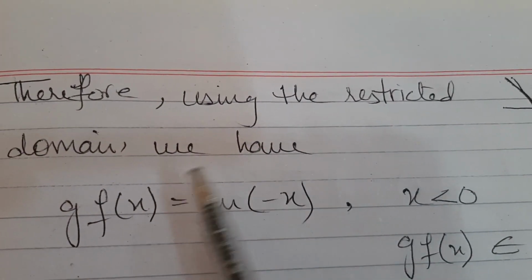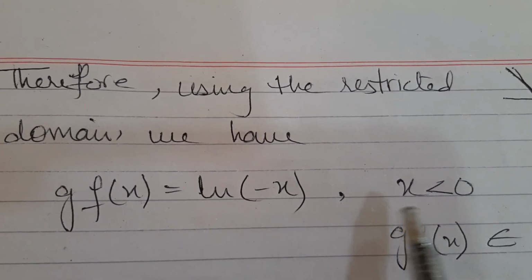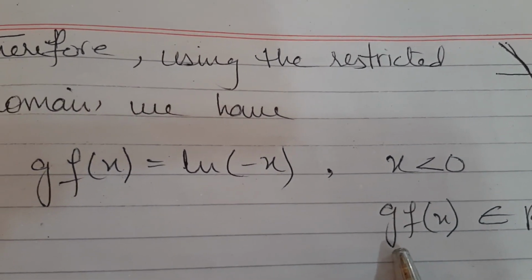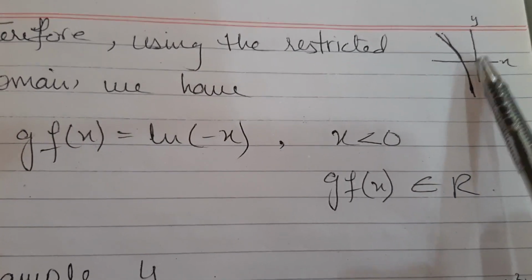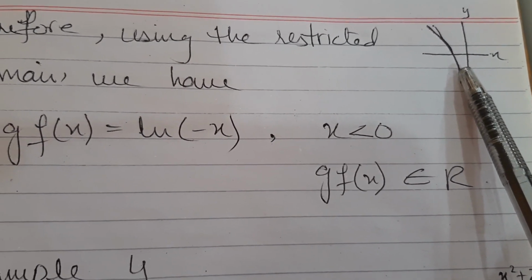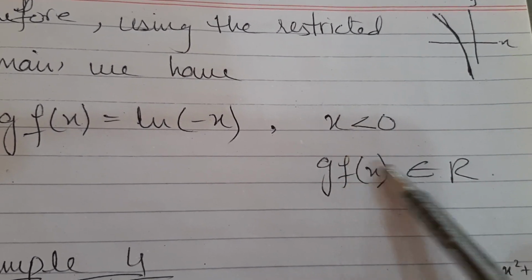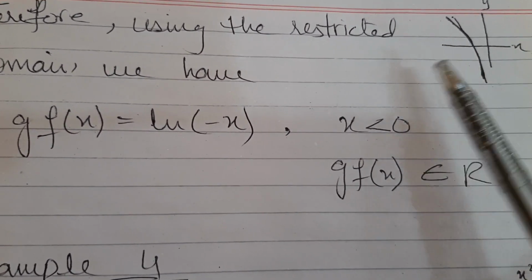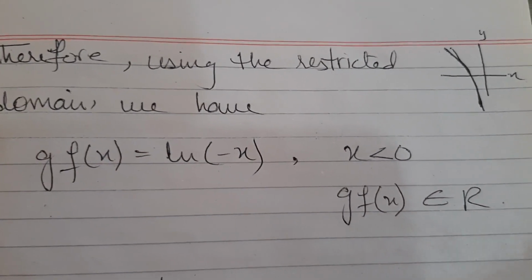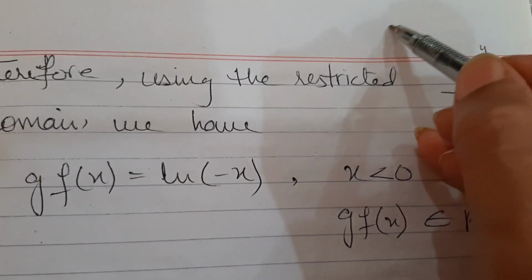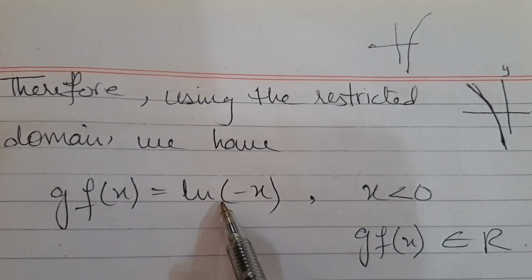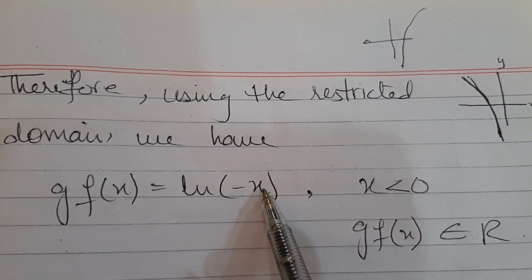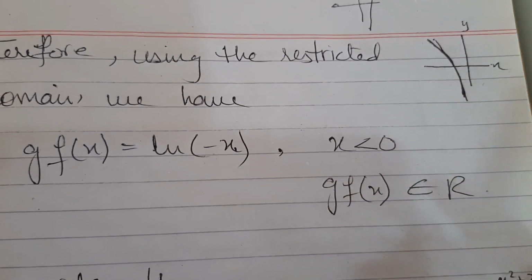So now see here. Therefore, using the restricted domain, we have x less than 0. g of f of x belongs to R, because this is my x less than 0 graph and it has all the values of y. So range belongs to R. I hope many of you remember that the function ln x is like this, right? And when we take ln minus x, the graph is reflected in the y-axis. That's why it is like this.